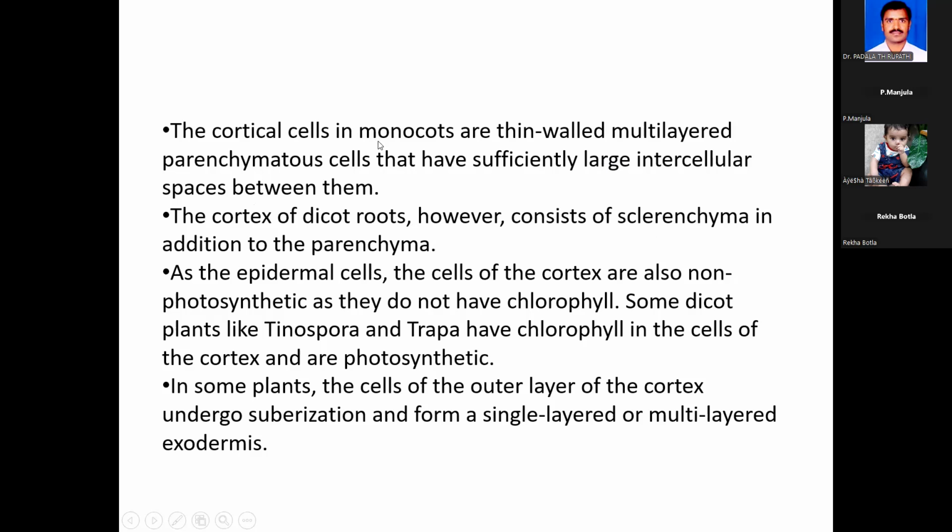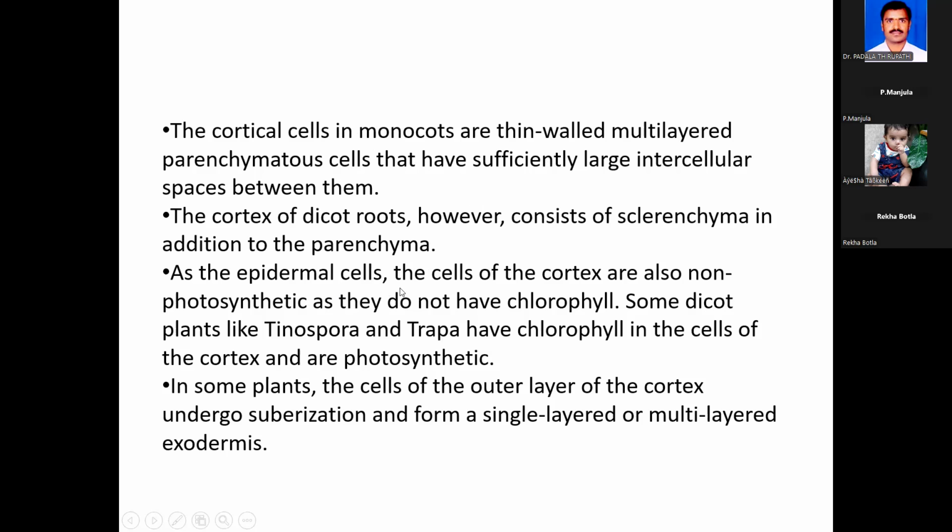The cortical cells in monocots are thin-walled and multi-layered, made up of parenchymatous cells with large intercellular spaces. Whereas in the cortex of dicot roots, they consist of sclerenchyma in addition to parenchyma. So both sclerenchyma and parenchyma are present in the cortex of dicot roots, whereas in monocots it is made up of only parenchymatous cells. So that is the difference.